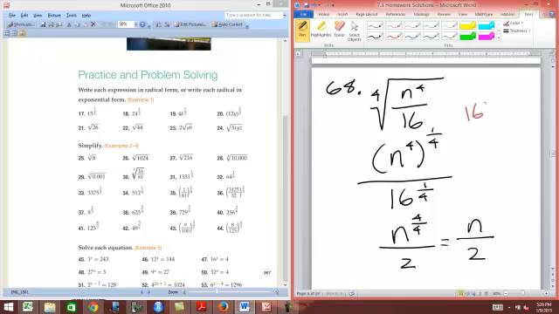I left something out here. 16 equals 2 to the 4th. So we have 2 to the 4th to the 1/4. This is the numerator, that's the denominator. So we have 2 to the 4 over 4, which is 2 to the 1, which is 2. And meanwhile we get n to the 4 over 4, which is n. So the answer is n over 2.